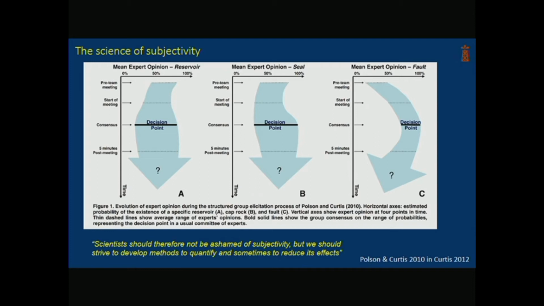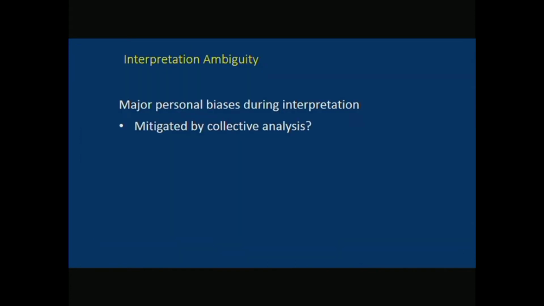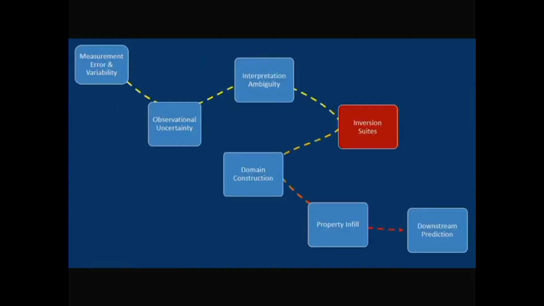But there's this idea that maybe if people do this work as a group rather than individually, then you can actually reduce the subjectivity of the problem. And there's this quote from this paper saying scientists should not be ashamed of subjectivity, but we do need to find ways of quantifying it and reducing it, and that's what we just saw in the work by David Nathan and Jason Wong. So collective analysis might be the best way of reducing uncertainty as a result of interpretation ambiguity.